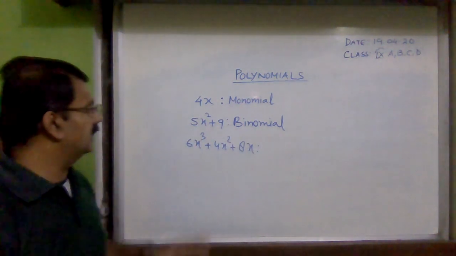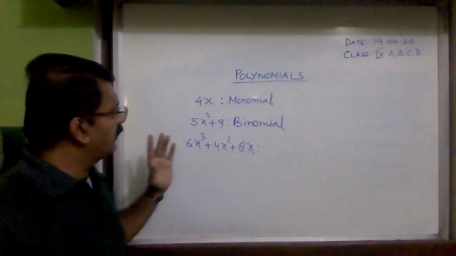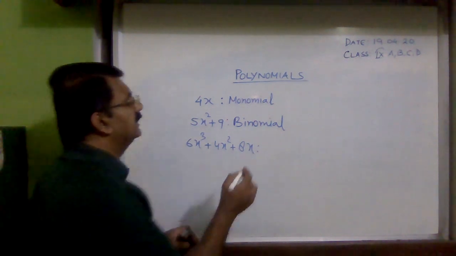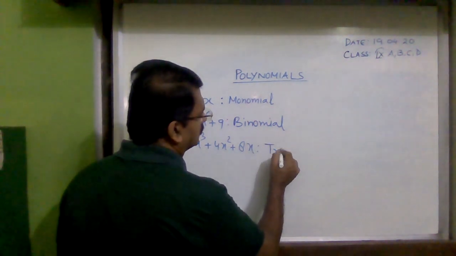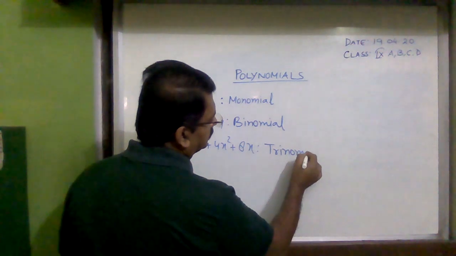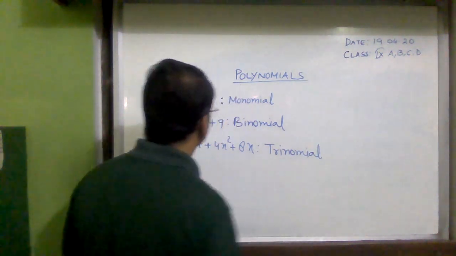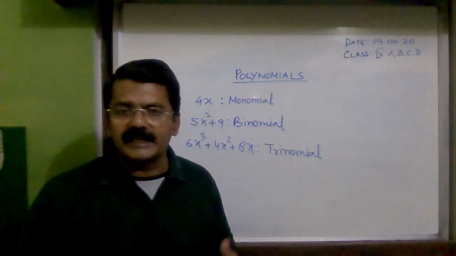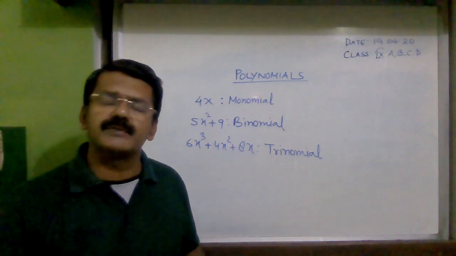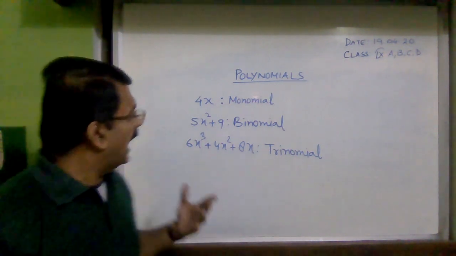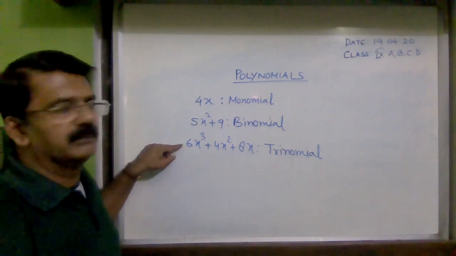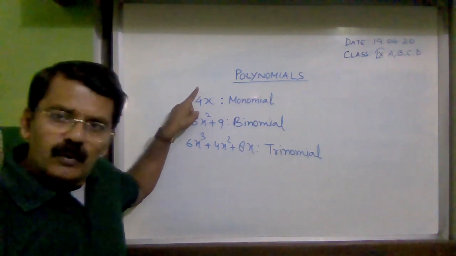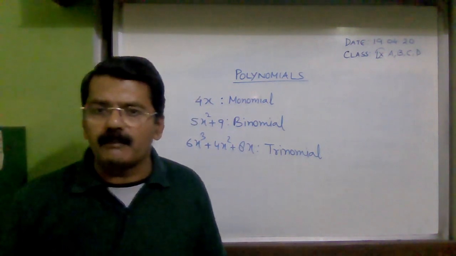Now suppose there are three terms. Here you can see there are three terms, and when there are three terms, we call it a trinomial. And if it has 4, 5, 6 terms, we call it a polynomial. Single term is a monomial, more than one term will be a polynomial.